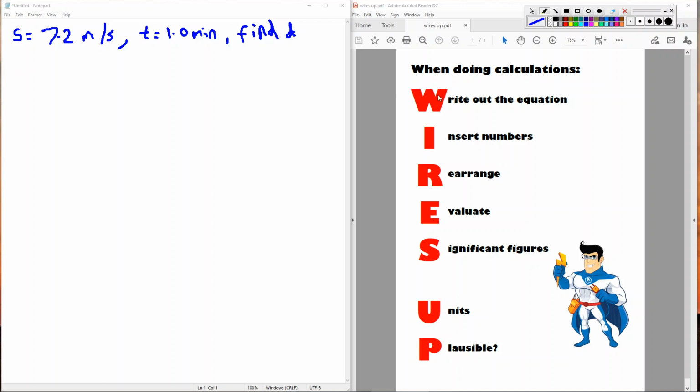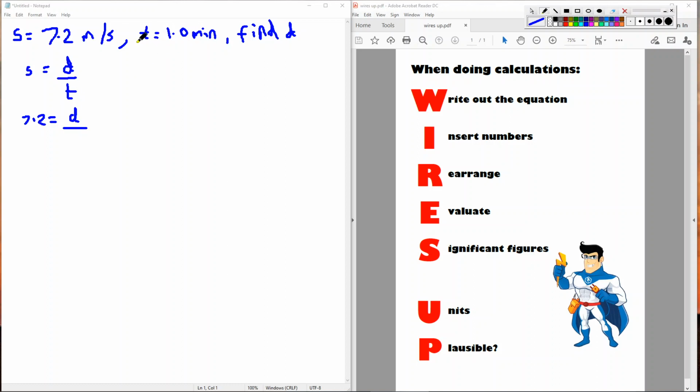So we might follow wires up again. First thing, write out the equation. Speed is equal to distance over time. Next up, I insert the numbers. So instead of S, I'm going to write 7.2. Equal sign lines up. D, well, that's our unknown. That's what I'm trying to find. So we need a D by there. And then T, the time.